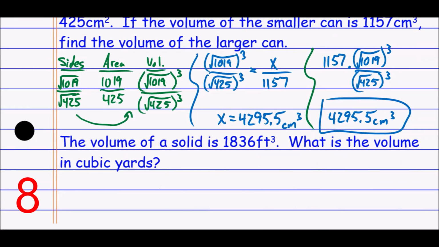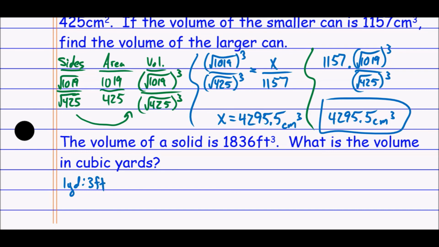For this one, the volume of a solid is 1836. What is the volume in cubic yards? And so this one was in cubic feet. And here's one of the things that this is really beneficial for. Think about the factor conversions that you use here. When you think about the conversion from feet and yards, the conversion that we have here is this. It's 1 yard goes with 3 feet, okay?